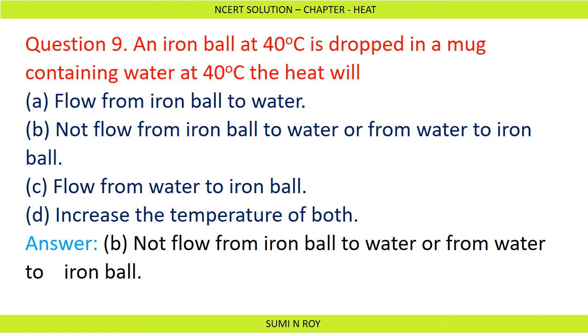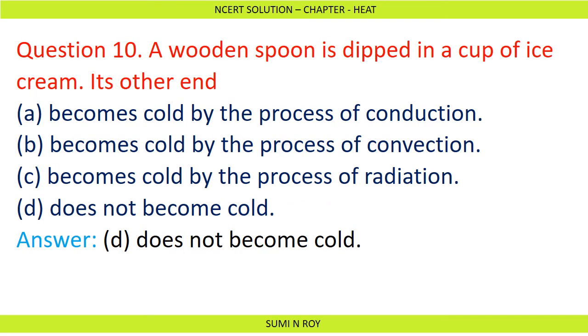Next question. A wooden spoon is dipped in a cup of ice cream, its other end. Here the other end will not become cold, because we are using a wooden spoon, and wood is an insulator. It will not allow heat to pass through easily. So the wooden spoon will remain at the same temperature, it does not become cold. Option D.